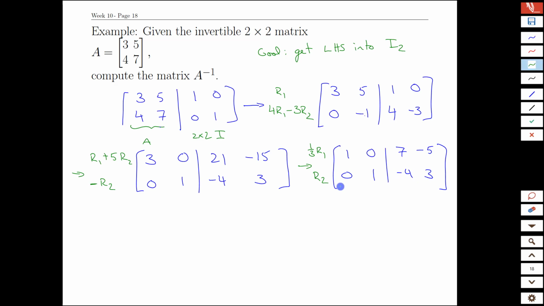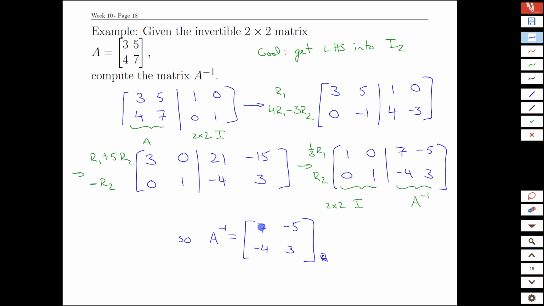Aha! This is now our 2 by 2 identity matrix. And this, I would claim, is our A inverse. So A inverse is equal to a matrix built out of 7, negative 5, negative 4, and 3. Done.